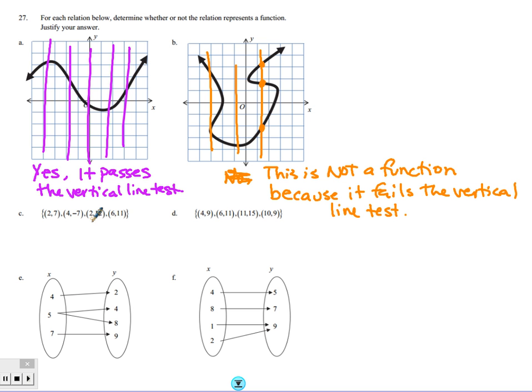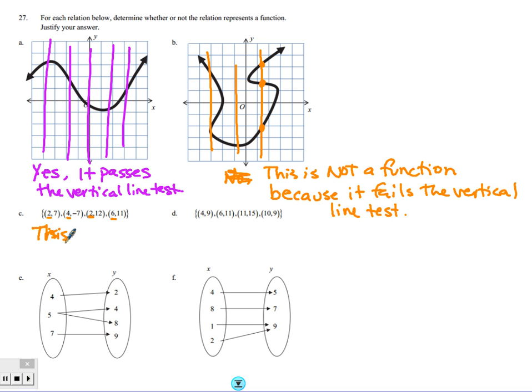All right, then we've got some ordered pairs, and we need to check our inputs. The inputs look like 2, 2. Looks like we have 2 values, 2 inputs that are the same. So our input repeats and our output is different. So that makes it not a function. This is not a function.